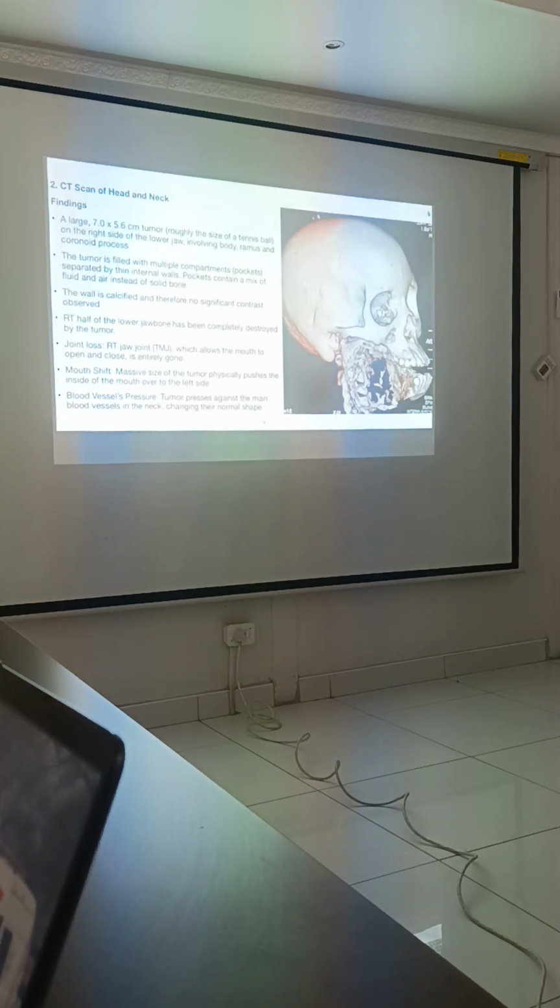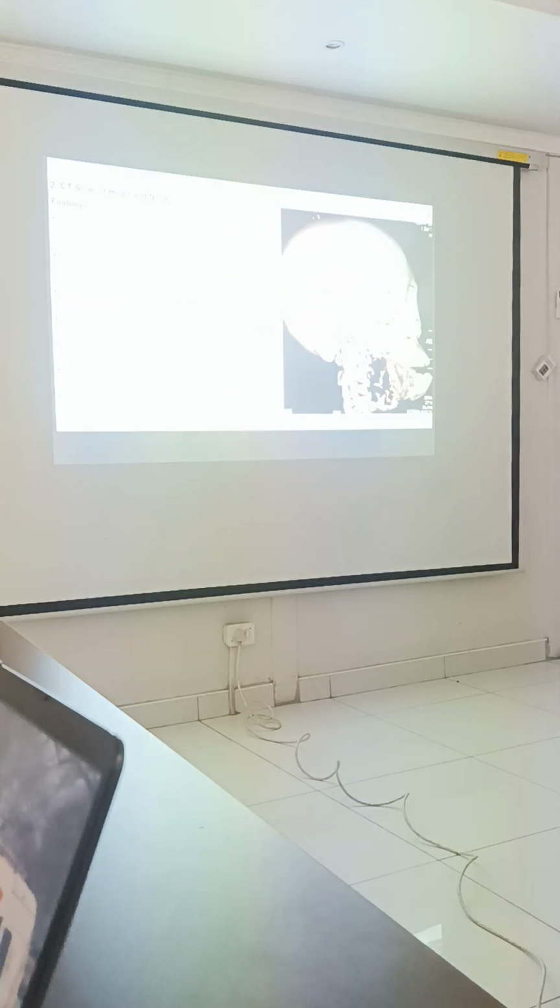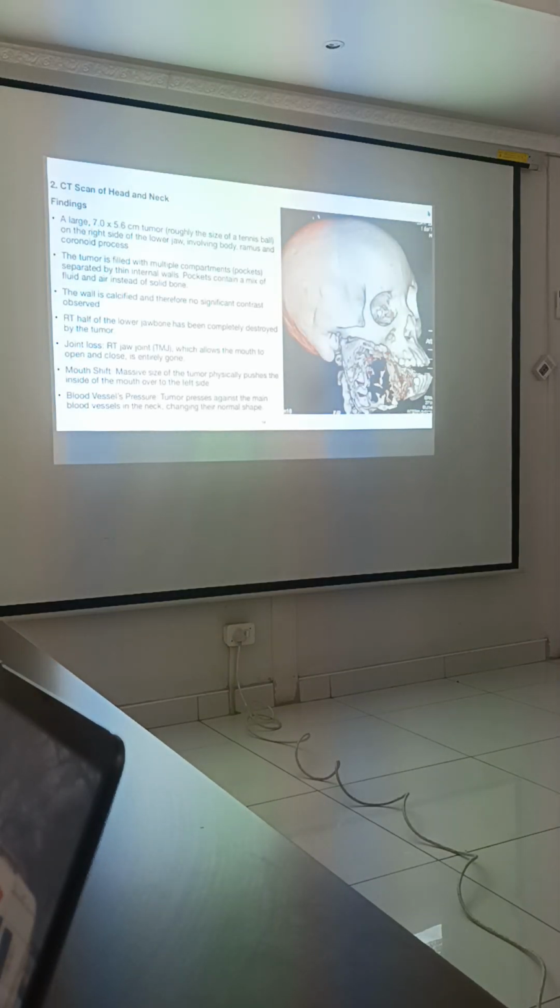When she came to this hospital, we did a CT scan of her head and neck. This image was part of the report from the CT. So the findings of the CT were that there was a large tumor, which was the size of a tennis ball on the right lower side of her jaw.